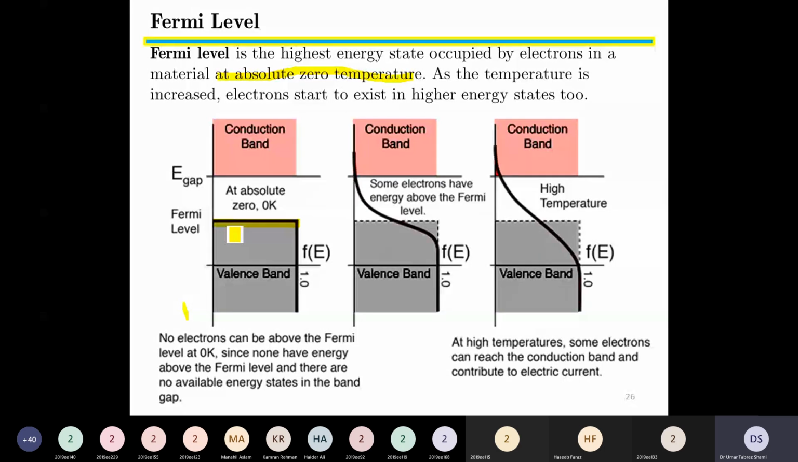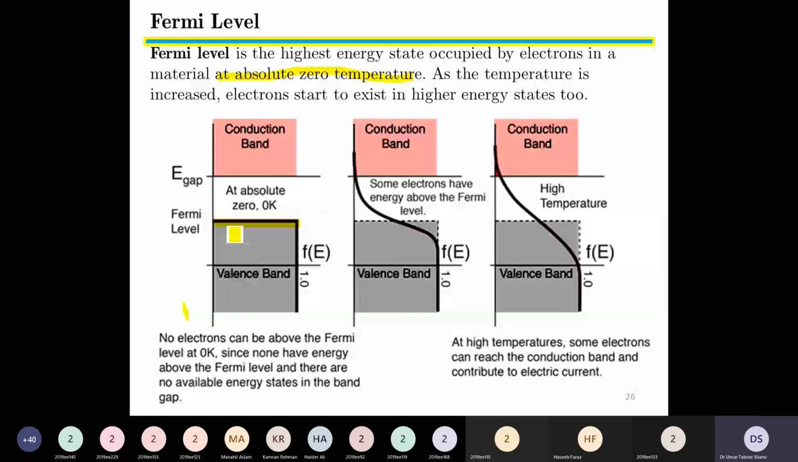So what is Fermi level? We give absolute zero temperature to one atom. The atom no longer absorbs any energy. Since the electrons cannot absorb any energy, they cannot jump into the conduction band. So what is the maximum energy state that they can occupy? That will be the Fermi level, and it is variable from element to element.